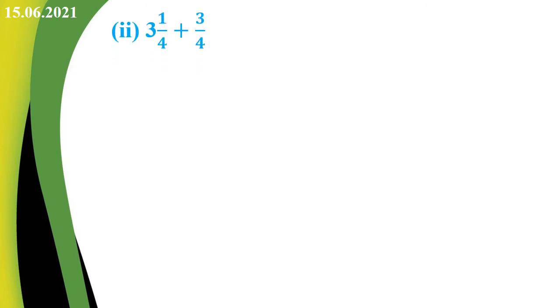Let's see the second problem. 3 1 by 4 plus 3 by 4. Let us find the solution. Here two rational numbers are given. The first rational number is a mixed fraction. First we have to convert it into an improper fraction. So here 3 is the whole number, 1 is the numerator, 4 is the denominator. Use the improper fraction format: whole number into denominator plus numerator by denominator. So 3 4s are 12, 12 plus 1 is 13. 13 by 4. We get 13 by 4 plus 3 by 4.